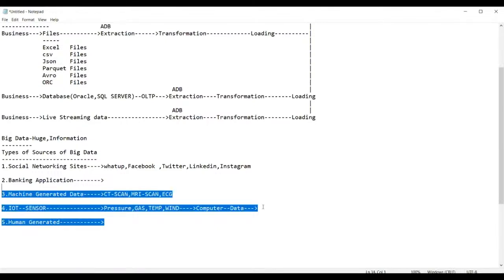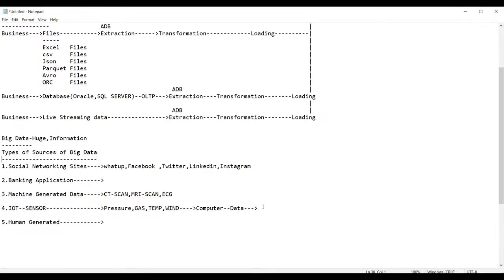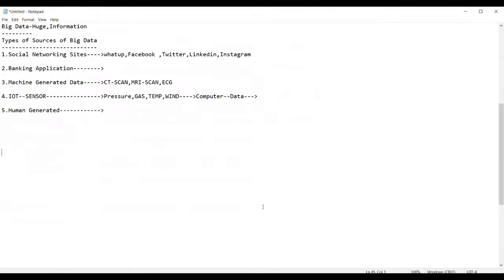But guys, this big data has some categories. That means we can say types of big data. We can have various types of big data. So now I will say types of data. Now, guys, what are the types of big data? Generally, you will have the following types.